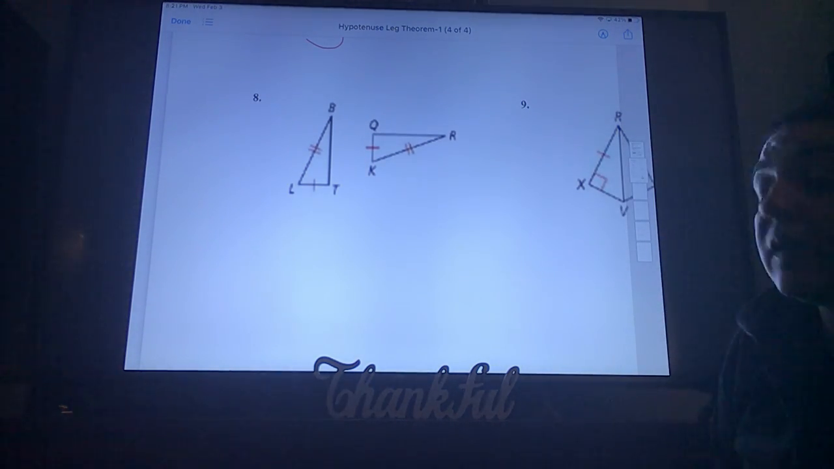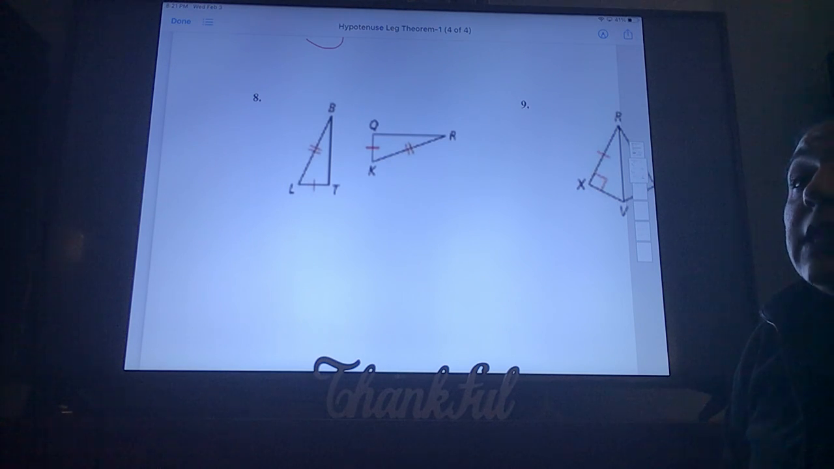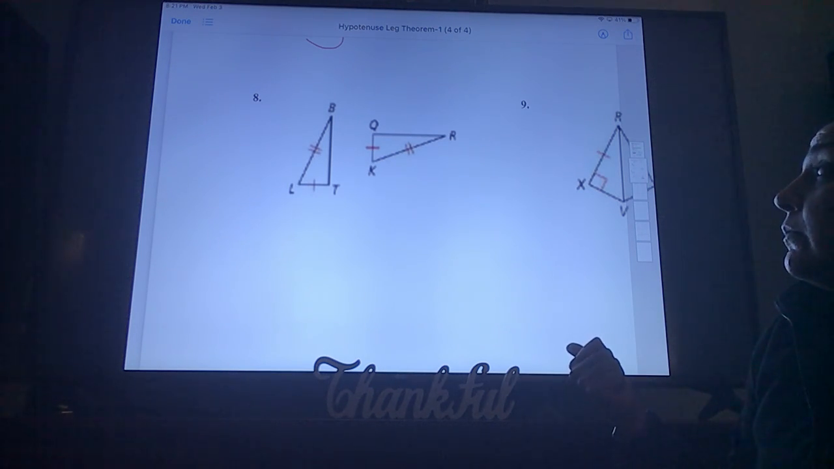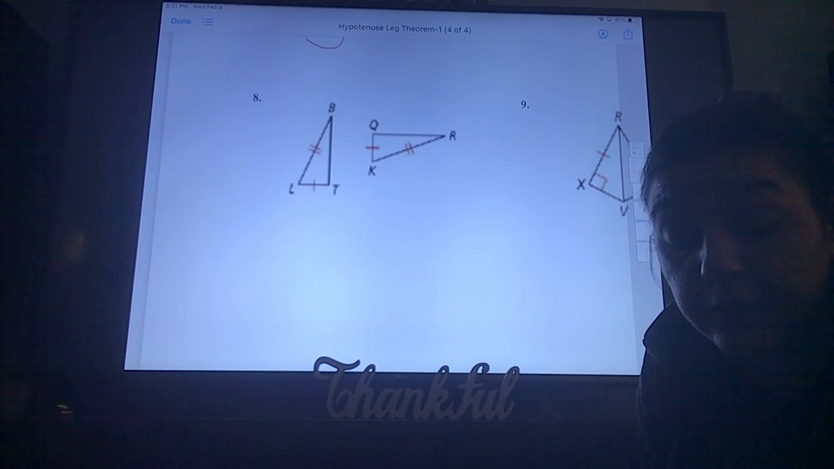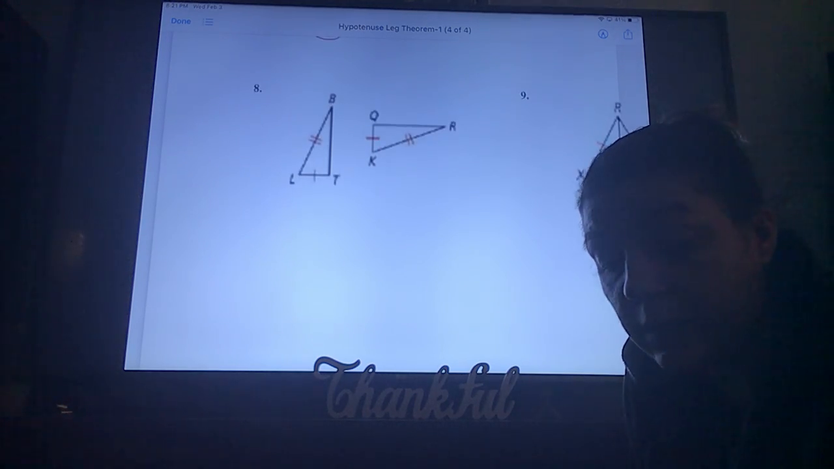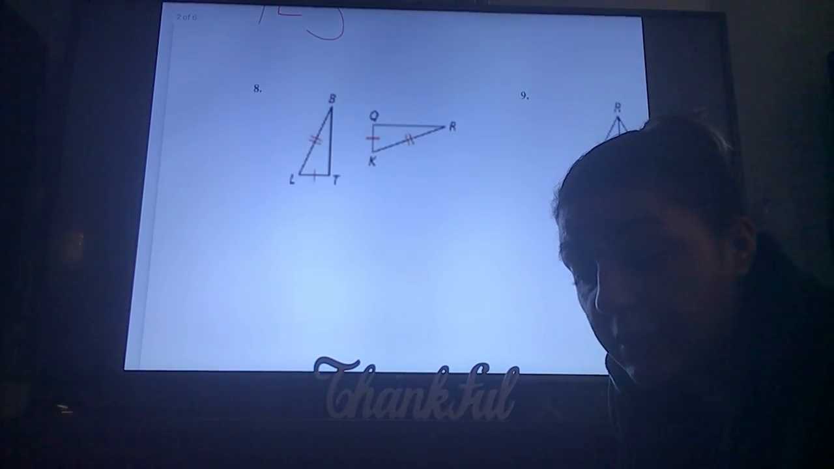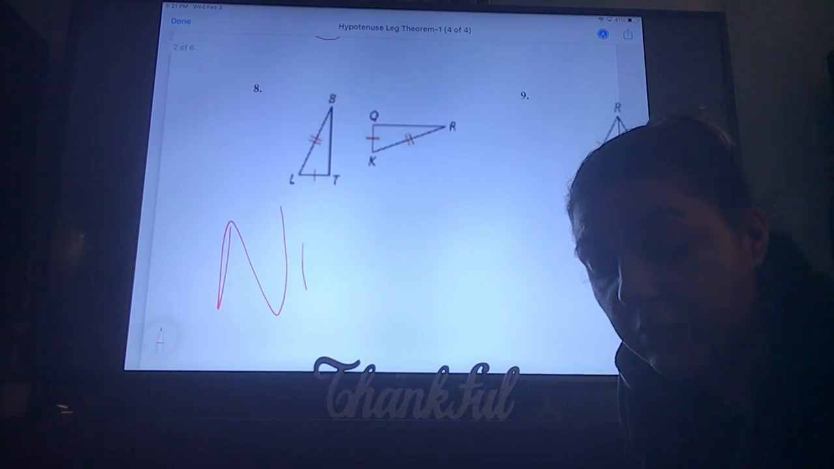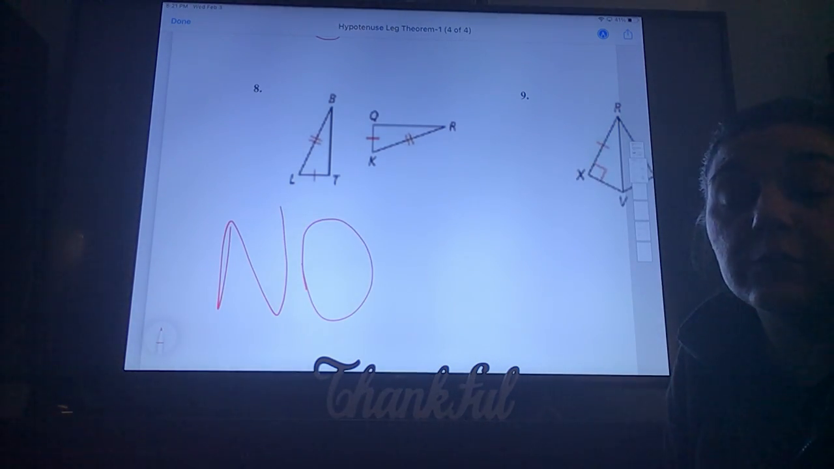Look at 8, okay? The hypotenuse leg theorem. We need to check 3 things. Is there a pair of right angles? No, there's not. And so that puts us at a dead halt. Okay, you can't do anything else. There's not a pair of right angles, and so no, you cannot use the hypotenuse leg theorem on this one.